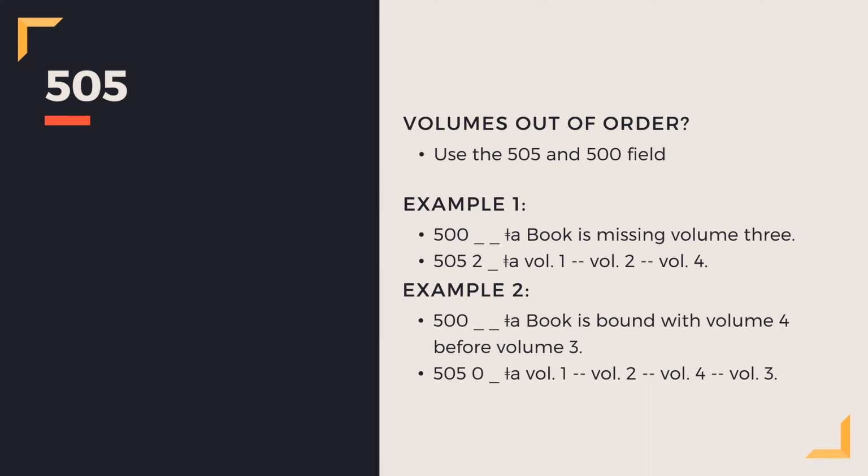Example number 2. This is an example of a book that is bound out of order. So starting with the 505, we have 505, first indicator 0 for complete contents and second indicator blank for basic level. Like the previous example, all the volume information will be stored in subfield A. List the same order that the item is bound. In this case, we have volume 1, volume 2, volume 4, then volume 3. Note that the item is bound out of order in the 500 note. So in my 500, I have 500, both indicators blank. Subfield A, book is bound with volume 4 before volume 3.